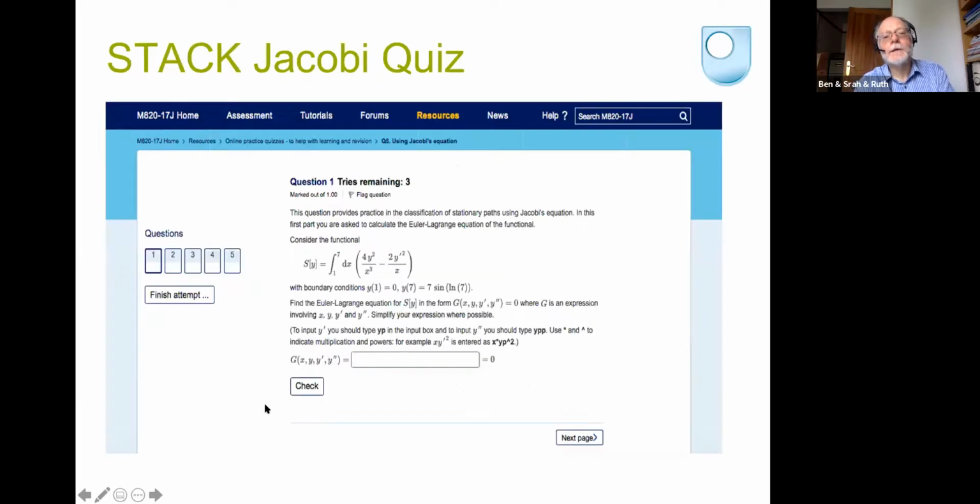Okay. So here's the actual implementation, and this is simply the first question of a multi-part quiz. You can see, we broke all of this rather complicated process down into 5 separate STACK questions, which are presented here, and this is simply the first one.